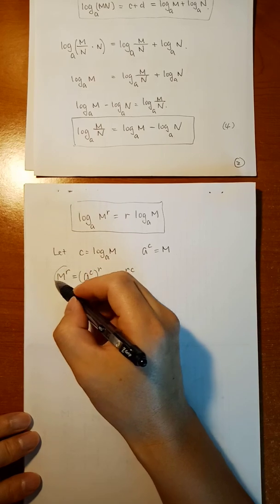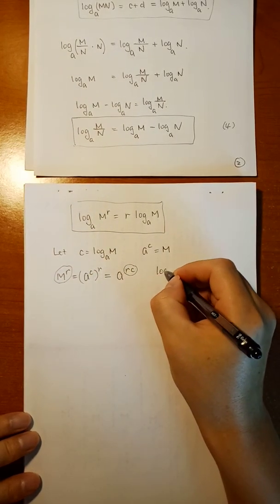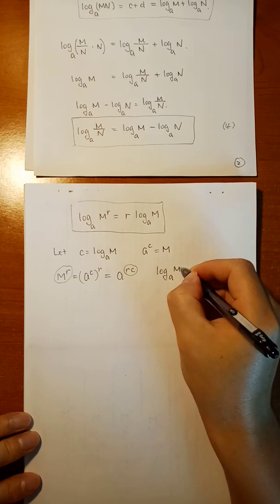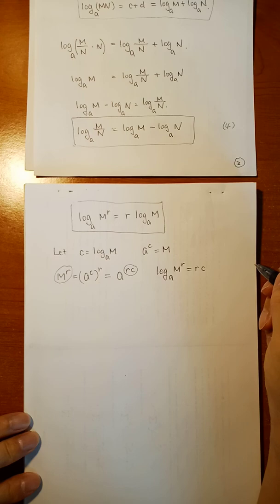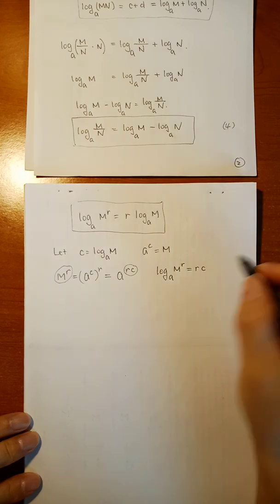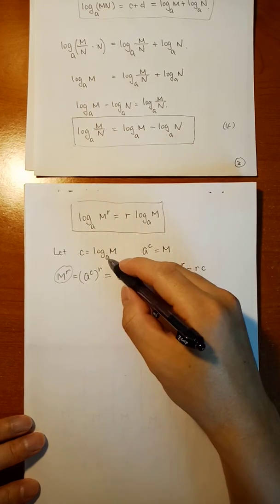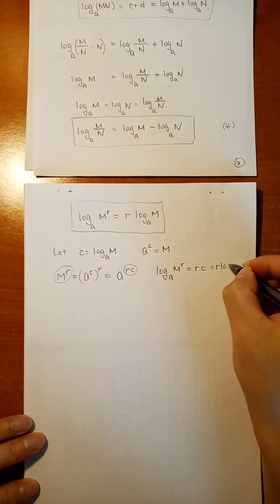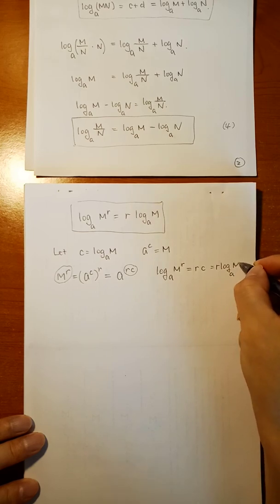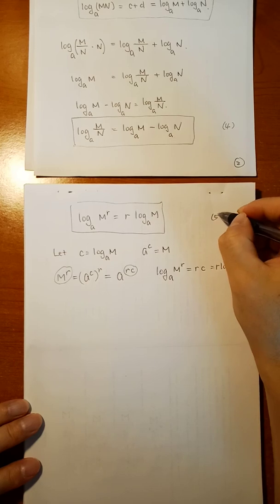Okay, so m to r corresponds to r times c. So the log base a of m to r is equal to r times c. It corresponds to this exponent. C is log to a of m. So it's r log base a of m. That's the formula. So the fifth formula.